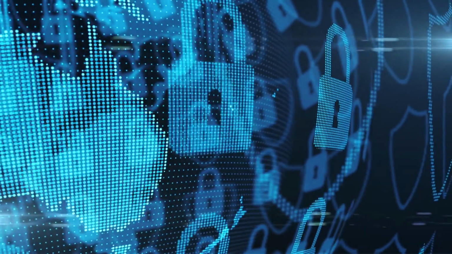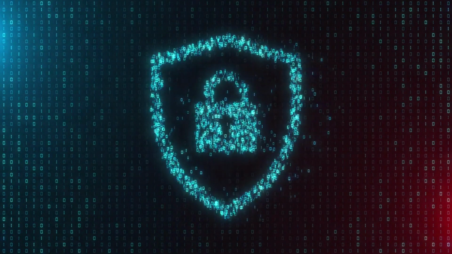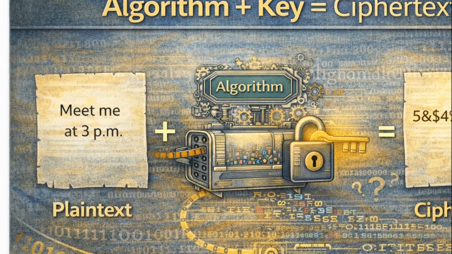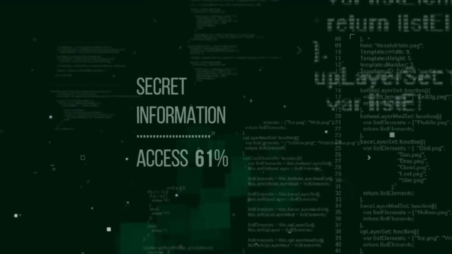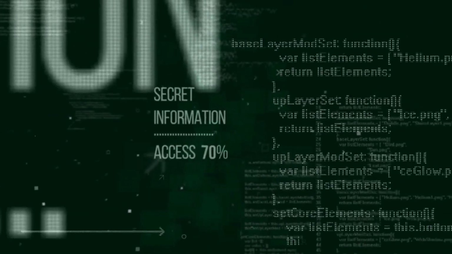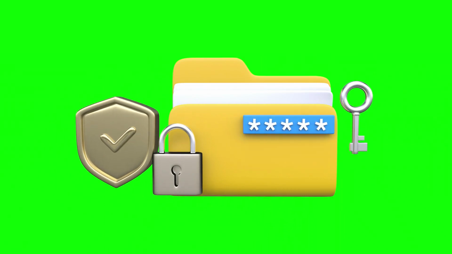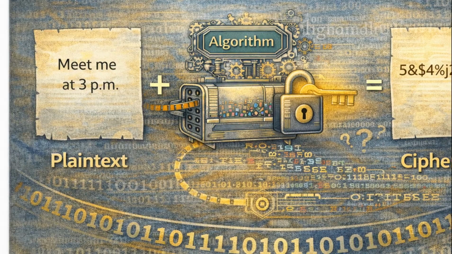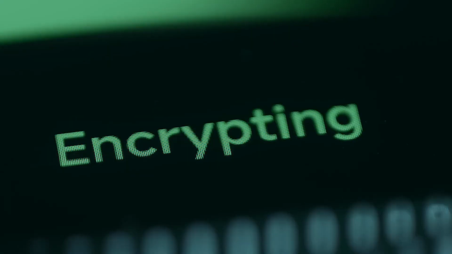The crypto formula. Here's the core formula you should remember. Algorithm plus key equals ciphertext. Same algorithm, wrong key? You get nonsense. That's why security isn't just about encryption, it's about protecting the key. Algorithm plus key equals ciphertext.